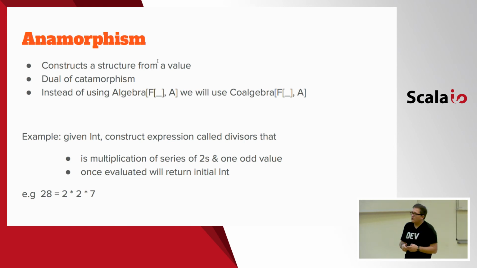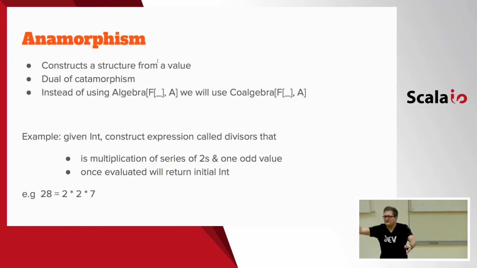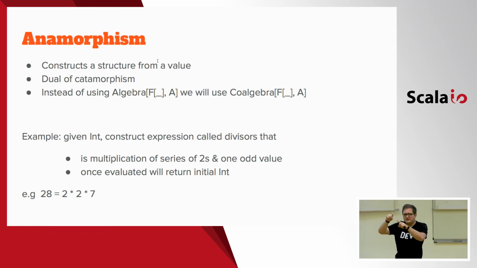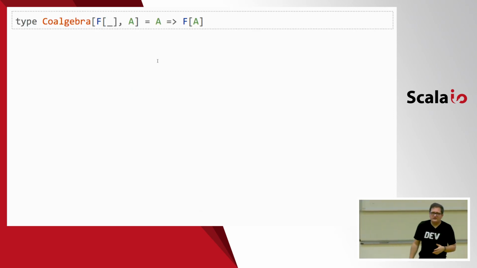So when I had a catamorphism, it had a structure and just folded to a value. Anamorphism is something else. I have a value, an integer, let's say, and it will explode the structure. It will create an expression for me. For example, in this example, it will take an integer and create an expression with multiplication: 2 multiplied by 2 multiplied by 2 multiplied by something, and that expression will represent the initial value that we provided.